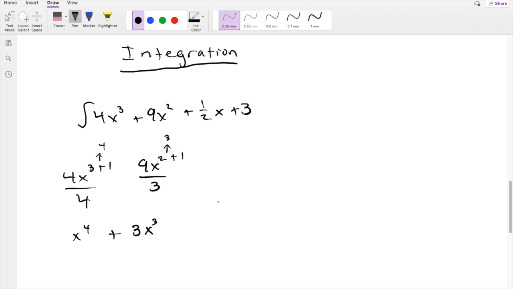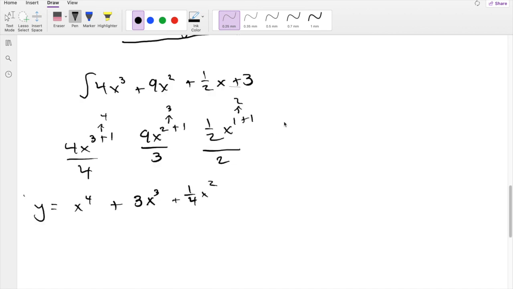Next one, we are essentially doing the same thing. 1/2 x, this is technically to the 1st power. We're going to add 1 to it, gives us 2. Divide the coefficient, 1/2 divided by 2, that gives us 1/4 x to the 2nd power.